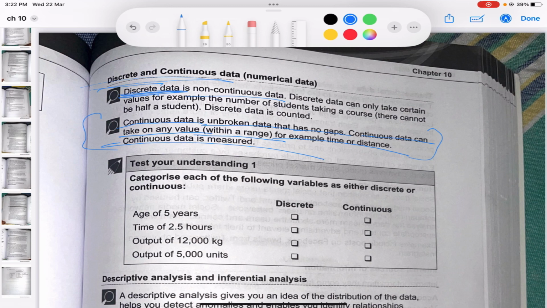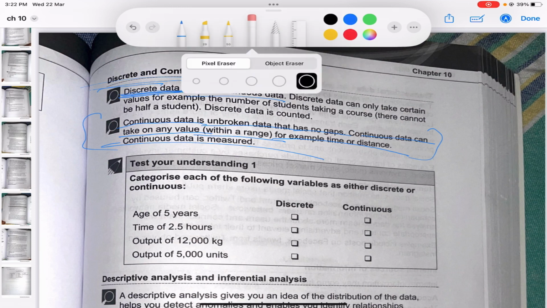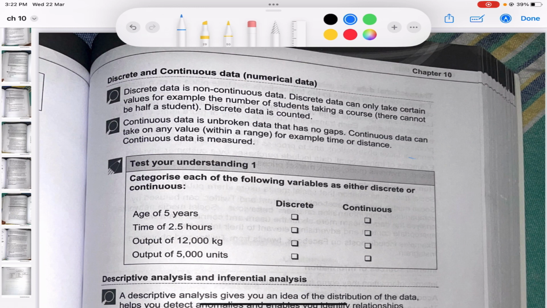Now let's see what discrete data is. Discrete data is non-continuous data. Discrete data can only take certain values, for example, the number of students taking a course. It is going to be 10 people or 20 people or 30 people. We have a particular number of people who are taking up the course. We cannot really have half a student, or 1.5 students, in the course. It's either going to be 1 or 2. So there is a gap between them, and that is why we call it discrete data.